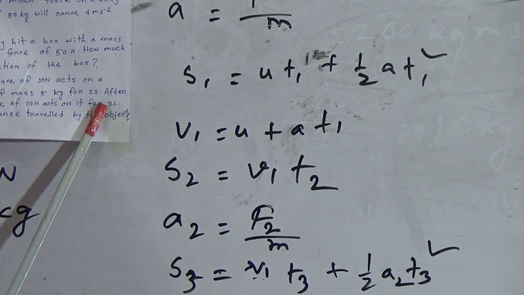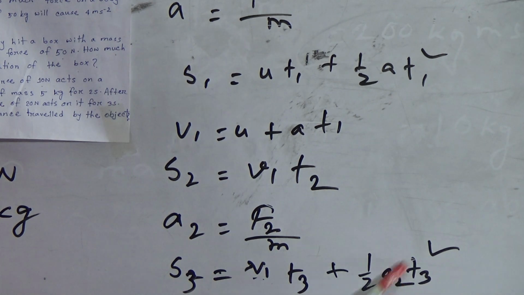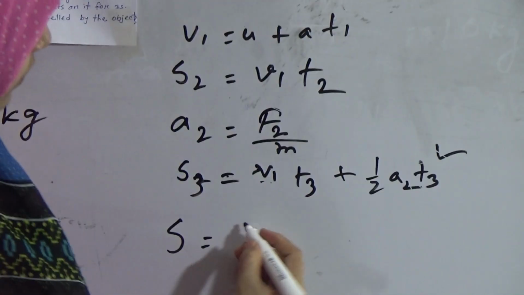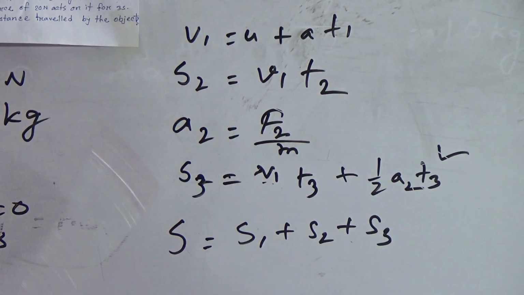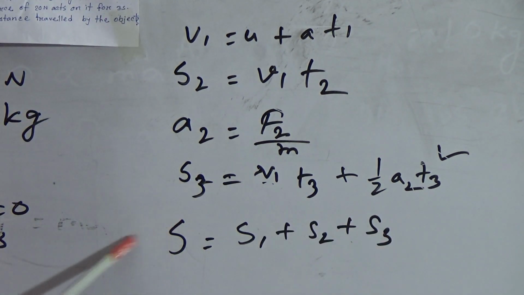That means this time t3 is 3 seconds. Use this formula to find the distance, and then you have to find the total distance travelled by the object, s1 plus s2 plus s3. This is the final distance.